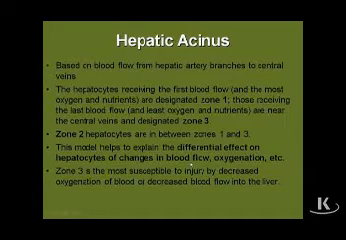3 zones. Zone 1 will be basically the area that will receive the arterial and venous blood first. Zone 2 is an intermediate zone. Zone 3 is the region of the acinus that is closest to the central vein. And obviously, the hepatocytes, as you'll hear about in physiology, have vastly different functions depending on whether they are located in Zone 1, Zone 2, or Zone 3.